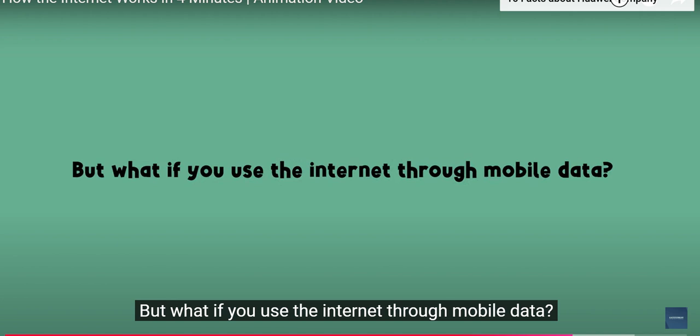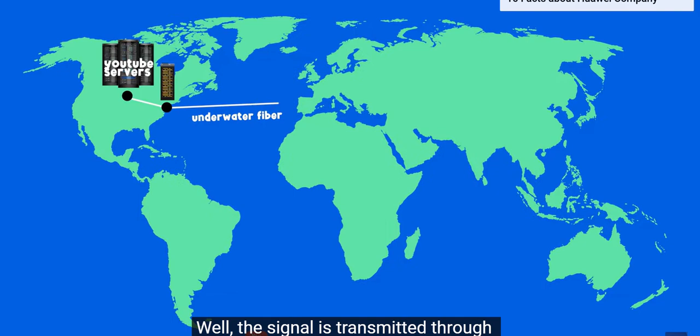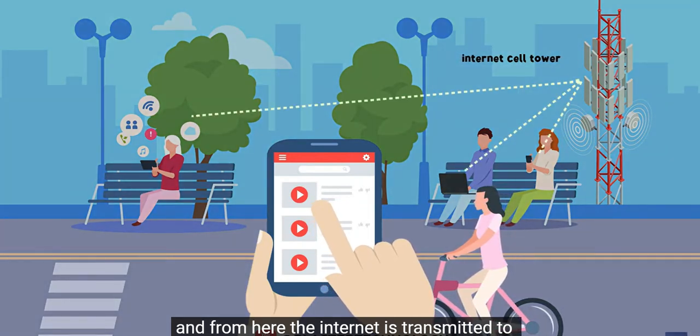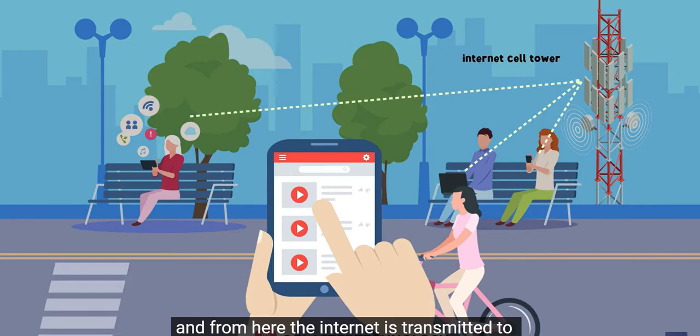But what if you use the internet through mobile data? Well, the signal is transmitted through the same optical cables to a cell tower, and from here the internet is transmitted to you in the form of electromagnetic waves.